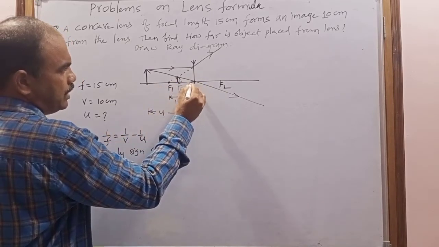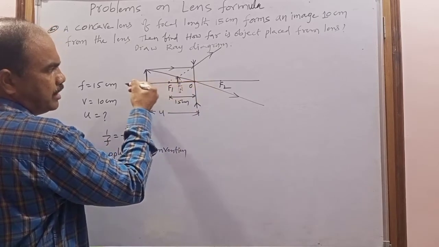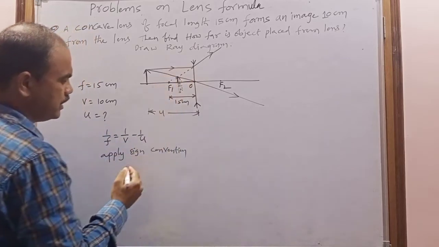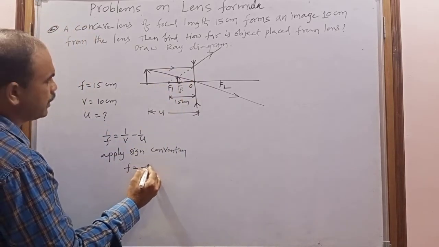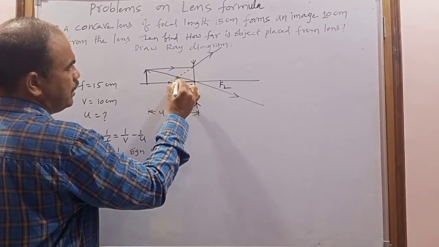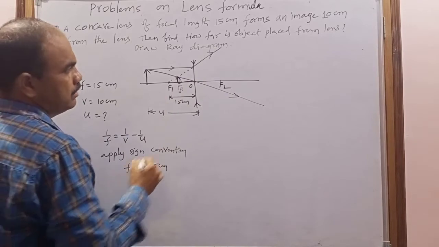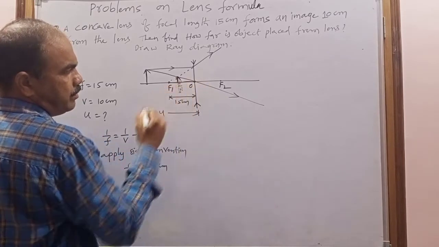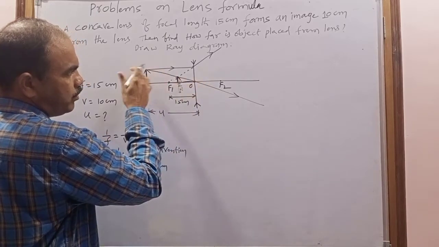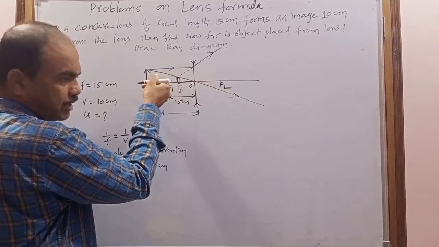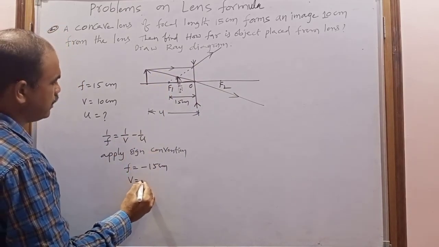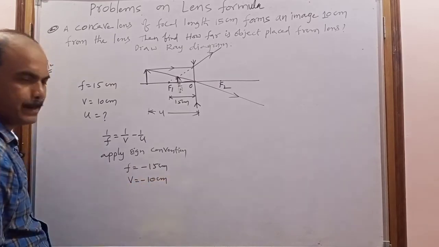To measure the focal length, in which direction are you moving? In this direction, but the incident ray is moving in this direction. So you are moving opposite to the incident ray. That's why the focal length will be negative. That is how much? Minus 15 centimeter. And next, this is the image formed here, and this is the optic center. So the distance between the optic center and image is called what? Image distance. To measure the image distance, in which direction are you moving? This is the incident ray direction, but you are moving in the opposite direction. That's why the image distance is also negative. That is how much? Minus 10 centimeter.